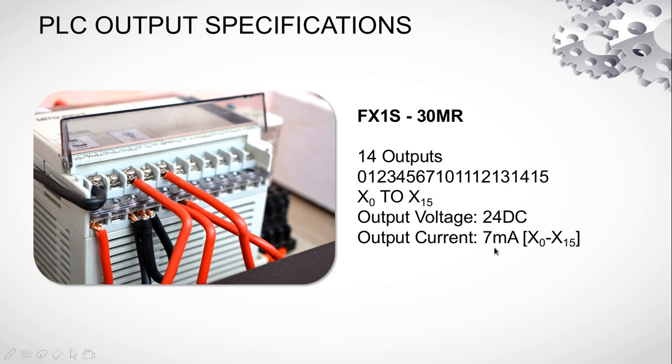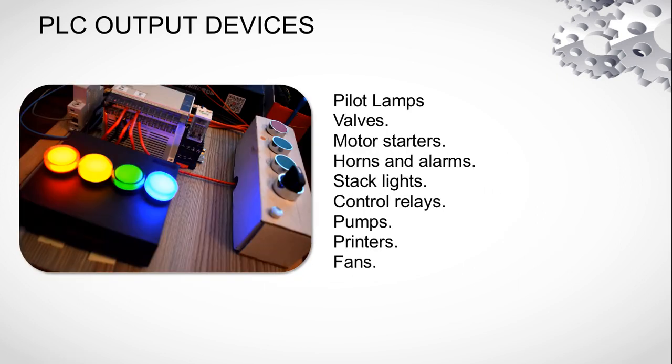This output current now ranges from X0 till X15. So what kind of output devices are we talking about? They can be so many. In fact, what I've listed here is generally what we classify as output devices, but a PLC can control pretty much anything: pilot lamps, valves, motor starters, horns and alarms, stack lights, control relays, pumps, printers, fans, name it. There are so many.